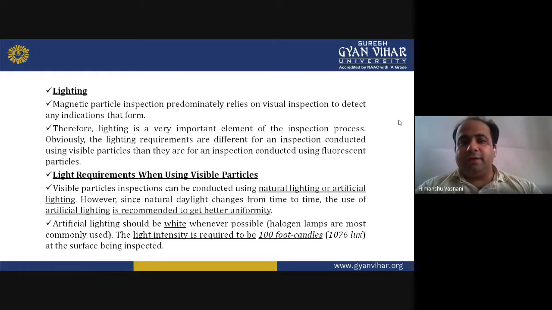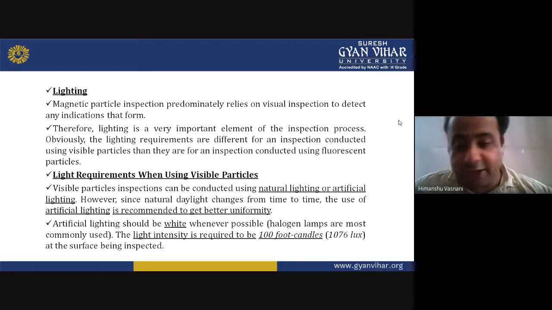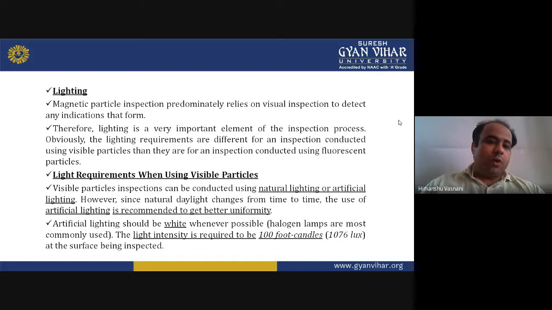Obviously, the lighting requirements are different for an inspection conducted using visible particles than they are for an inspection conducted using fluorescent particles. For visible particles, inspections can be conducted using natural light or artificial light. However, since natural daylight changes from time to time, the use of artificial light is recommended to get better uniformity.